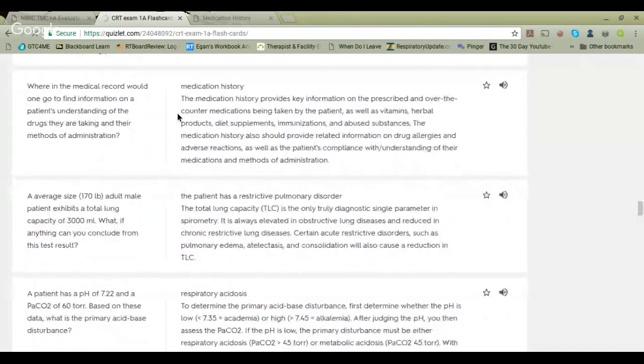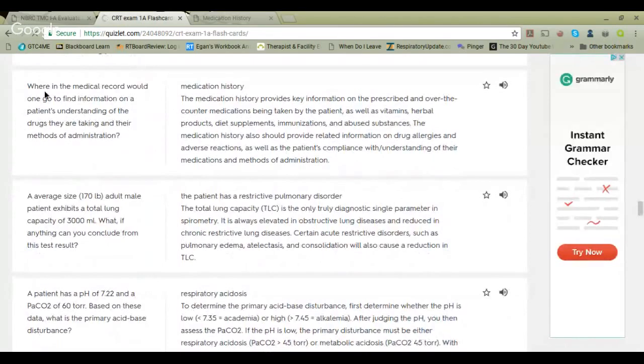A good flashcard for the medication history would be this one. Where in the medical record would one go to find information on a patient's understanding of the drugs they are taking and their methods of administration? And then the answer is the medication history.